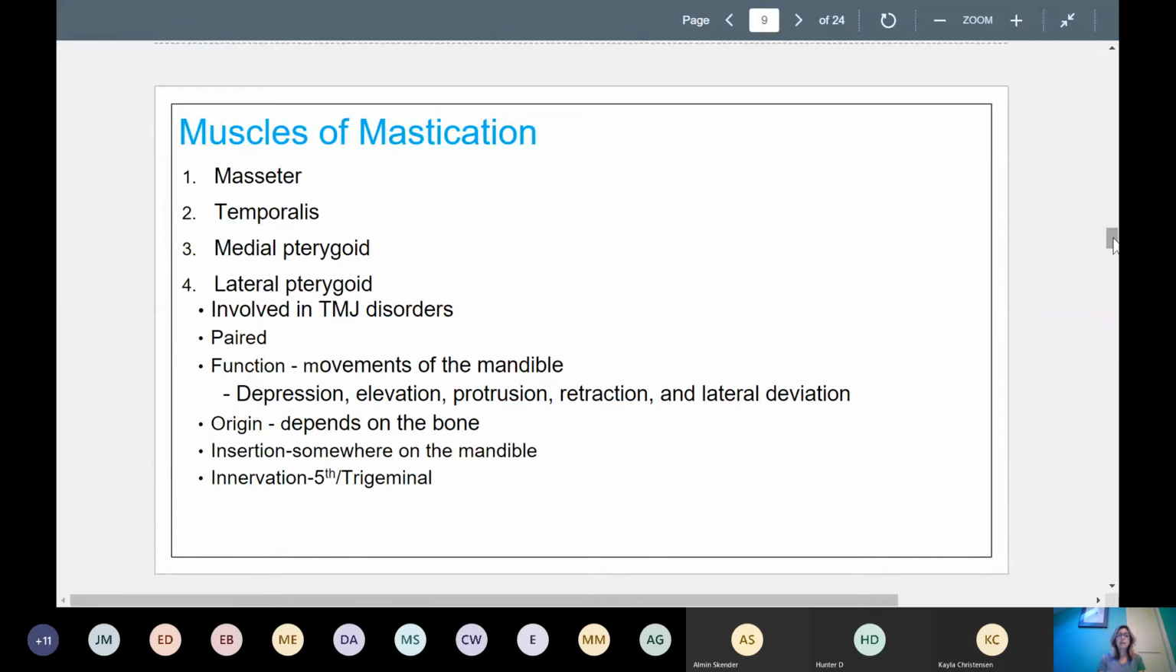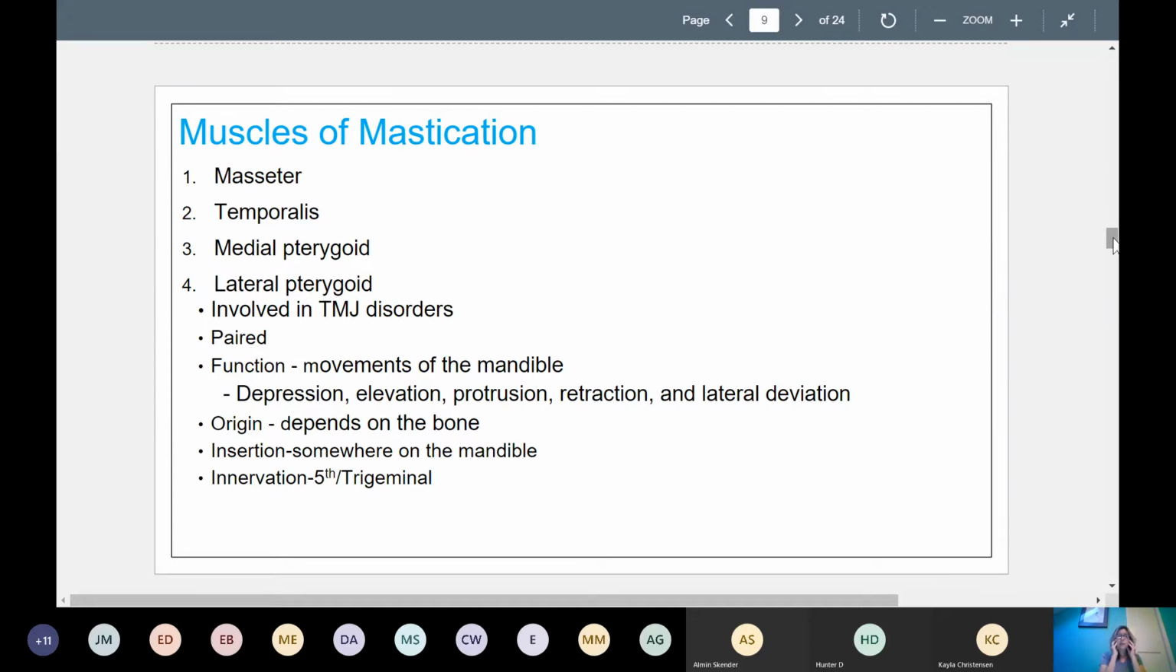Muscles of mastication. There are 4 muscles of mastication. So for all your chewing and that kind of thing, it's done with 4 muscles: the masseter, the temporalis, the medial pterygoid, and the lateral pterygoid. So just by their names, medial pterygoid is going to be more in, lateral is going to be out further. The lateral pterygoid muscles are the ones that are usually involved in TMJ disorders. We're going to talk about TMJ today too. They are paired muscles, so there's going to be one on each side.